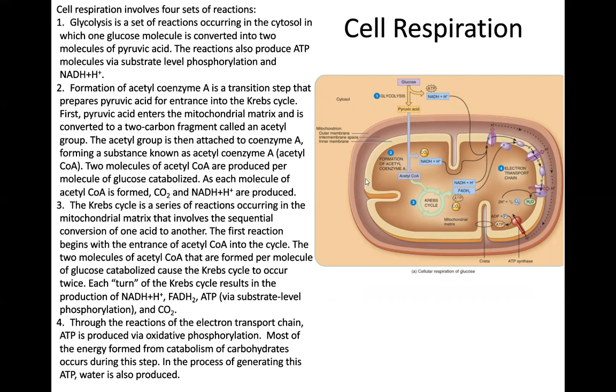Okay. The other 3 steps, which include step 2, the formation of acetyl-CoA, or as I typically call it, the transition reaction, that requires oxygen. So does the Krebs cycle, which is step 3. And then finally, and this is the major way that we produce ATP, is through the electron transport chain.